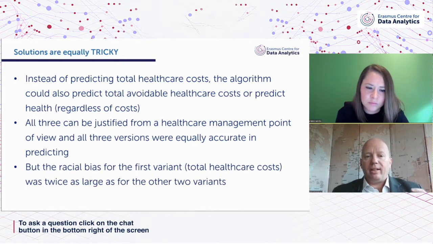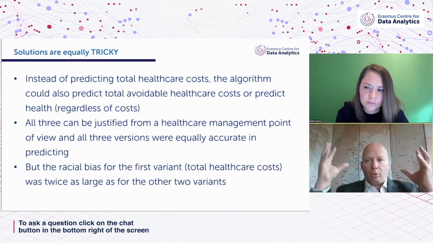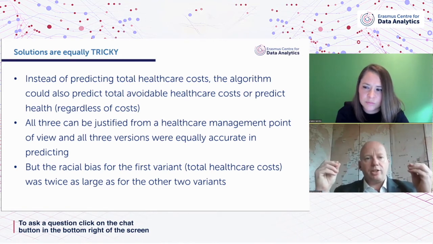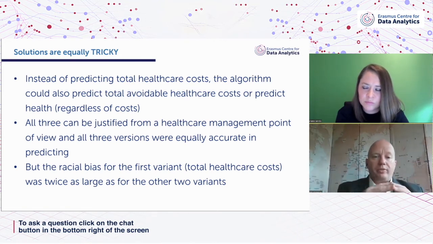However, the racial bias in that first variant, where you try to predict total cost, was twice as large if you would use one of the other two variants, the avoidable cost or predicting health irrespective of cost. In other words, even the choice of what you're trying to predict can matter a great deal for the kind of bias that is and is not in your algorithm, or that will get exacerbated by your algorithm or not.